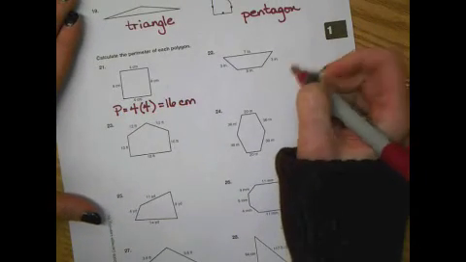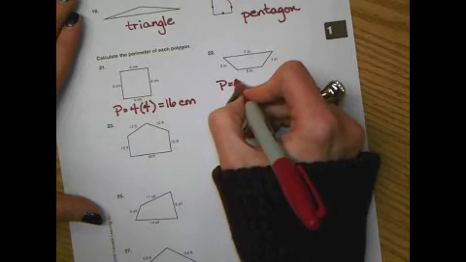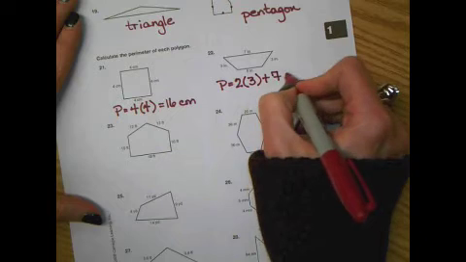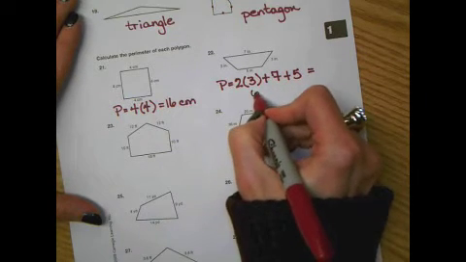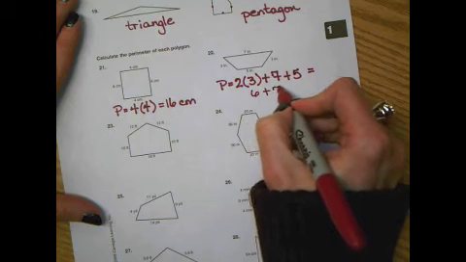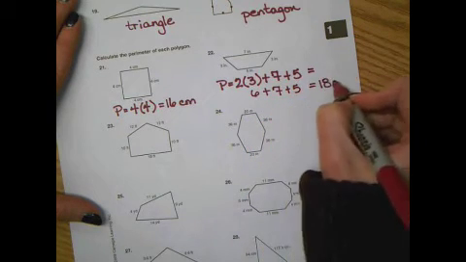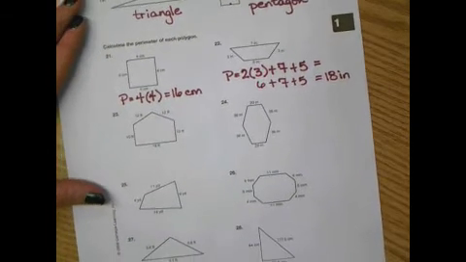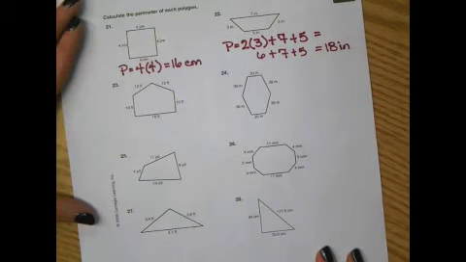22, we have 2 3-inch sides, a 7-inch side, and a 5-inch side, which would give us 6 plus 7 plus 5, or 18 inches. So I think that you get the idea of perimeter.